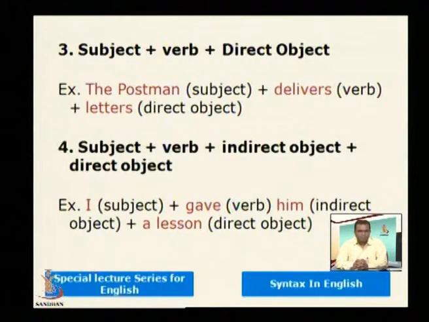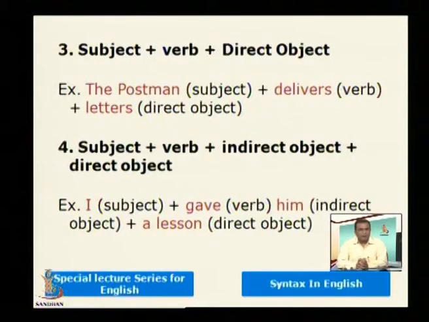Now the question would be whether to call letters a complement or an object. Of course an object, because when there is a verb like is, am, are, was, were, then the word which comes after it is a complement. But if there is an action verb, and if some word is required after that to complete the sense, then that is an object. Here we had the word delivers. It is an action, and that's why letters is not a complement, but an object.